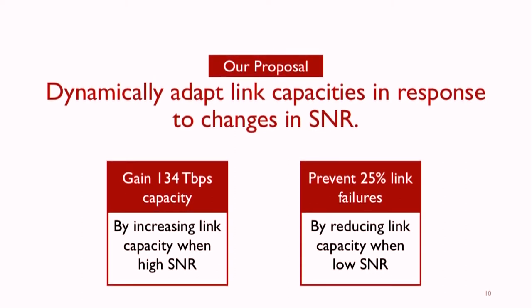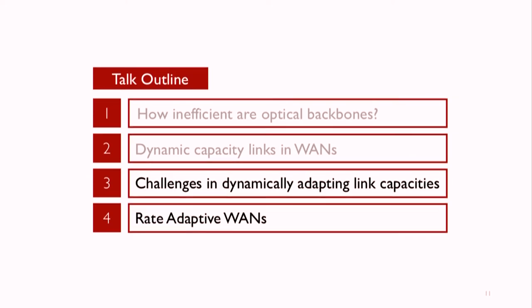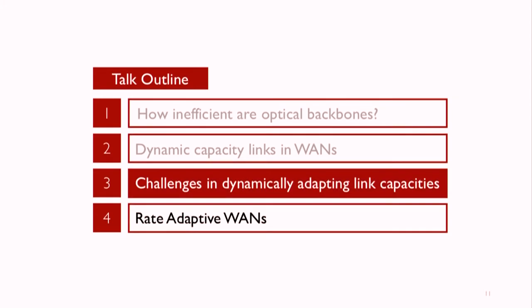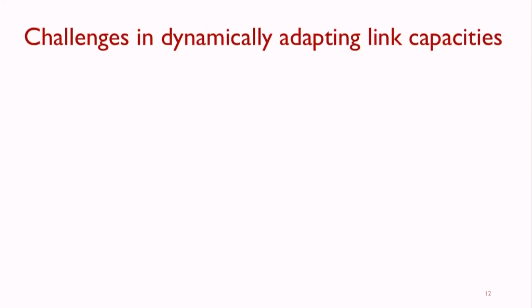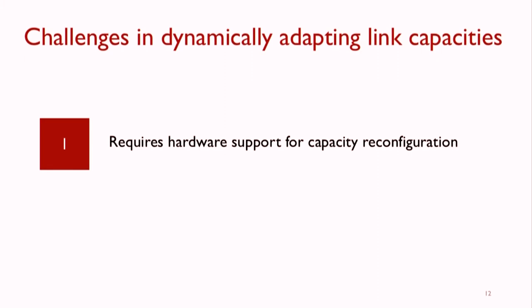This is our proposal. I'm going to go back to my outline and tell you what we are going to discuss next. If I had to implement dynamic capacity links in a production wide area network, what sort of challenges would I face? That's the subject of the next part of this talk. I'm going to look at challenges in dynamically adapting link capacity in production networks. There are two key challenges that we focus on. The first is that I need some form of hardware support to be able to inform physical links that I want to adapt their capacities.